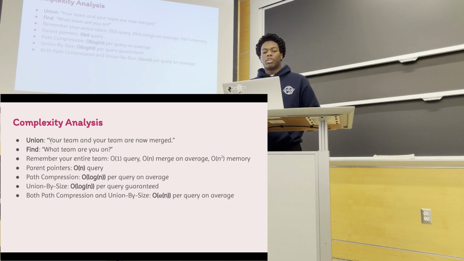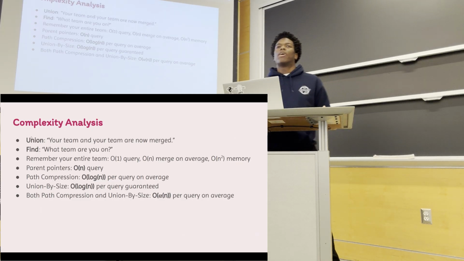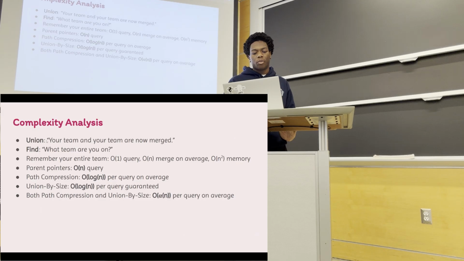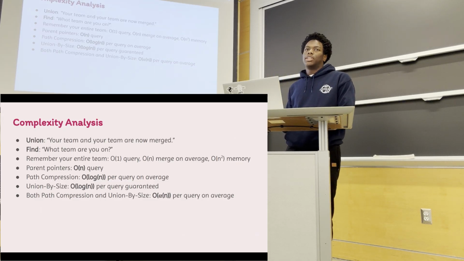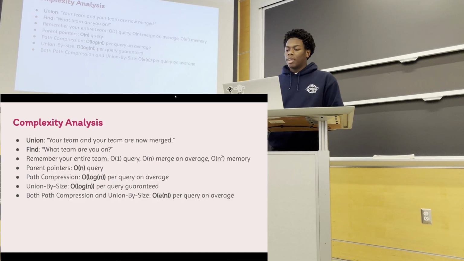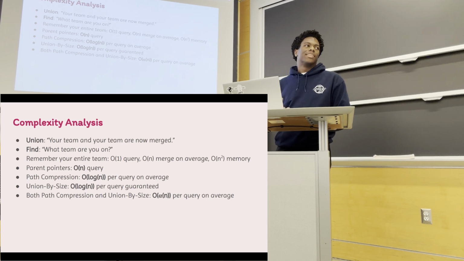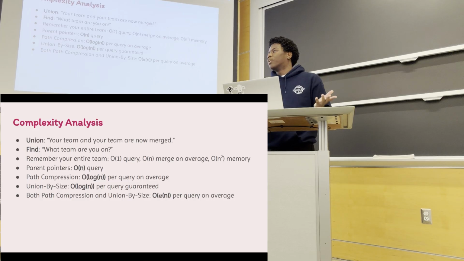So just as a review, we need to be able to run union and find queries quickly. When we just used the naive approach, where we had to remember everyone who's on our team, querying was very quick, especially if you use a set data structure. You say, is this person in my team set? But then you had O of n time for merging, since you have to augment your set by n elements every time you merge. And then it was n squared memory, because there are n people. You have to remember at most n different elements.